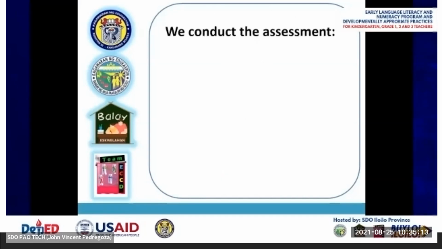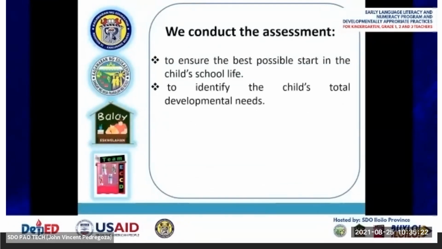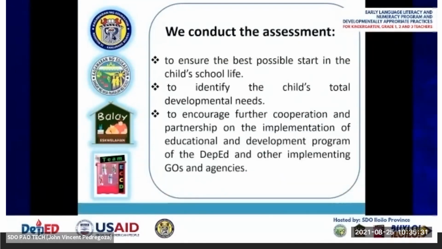Why do we conduct the assessment? We conduct the assessment to ensure the best possible start in the child's school life, to identify the child's total developmental needs so timely response or intervention can be made, and to encourage further cooperation and partnership on the implementation of educational and developmental program of the Department of Education and other implementing government offices and agencies.